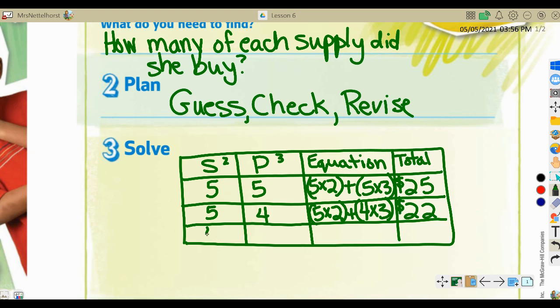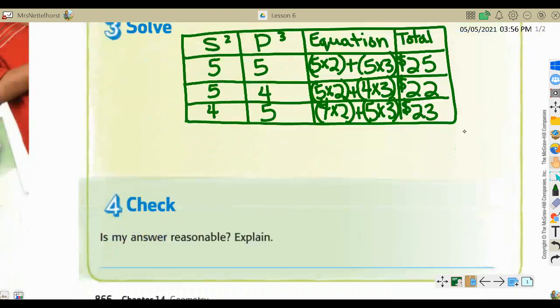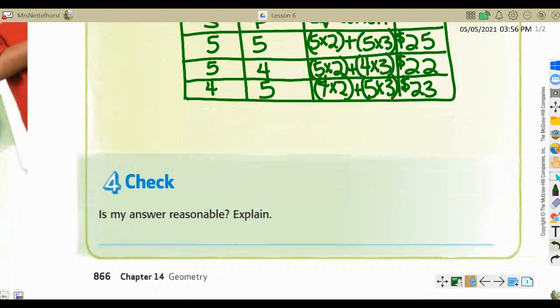We're really close. So maybe we need a little bit more. So let's do 4 sticker sheets and 5 packs of paper. Let's see how that works. Oops, 4 times 2 is 8, plus 5 times 3 is 15. 8 plus 15 is 23. So there it is right there. Okay, so is my answer reasonable?